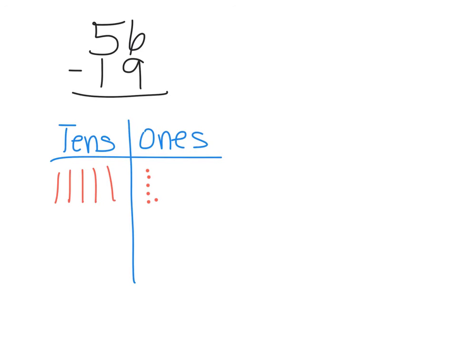Now looking at our problem here, we know that we have to take away 9 ones. Check. Do we have 9 ones here? We don't. So what do we need to do? We need to regroup. So in other words, we are going to take one of the tens and move it over to the ones group. So here we go.